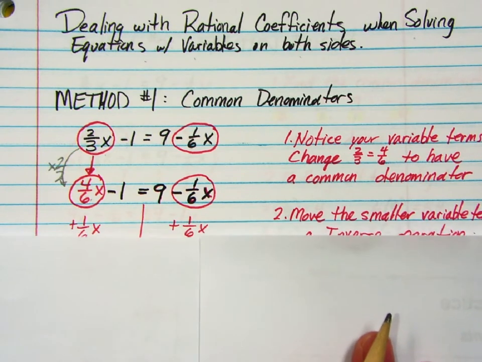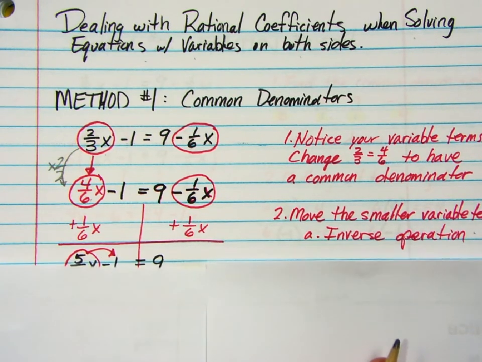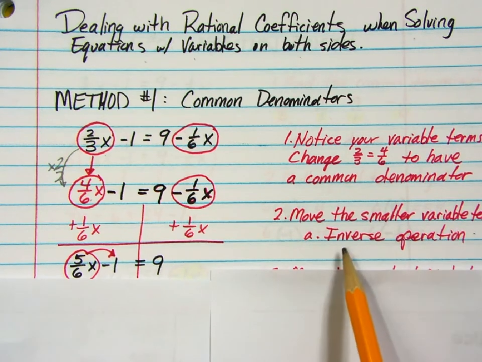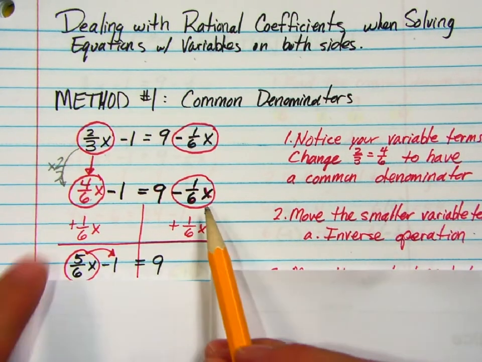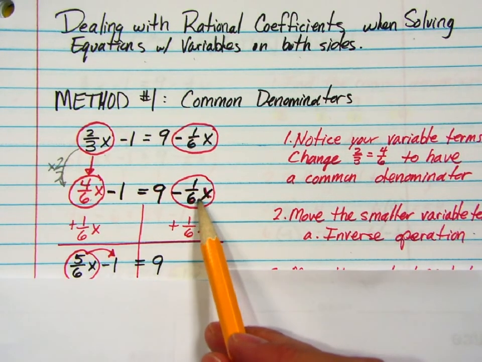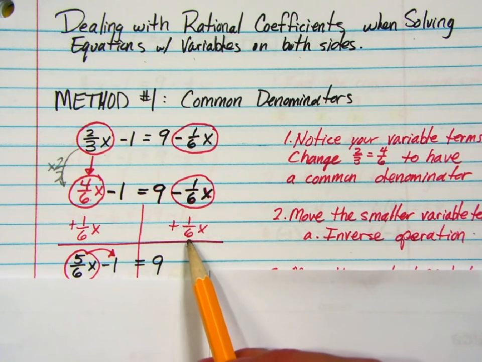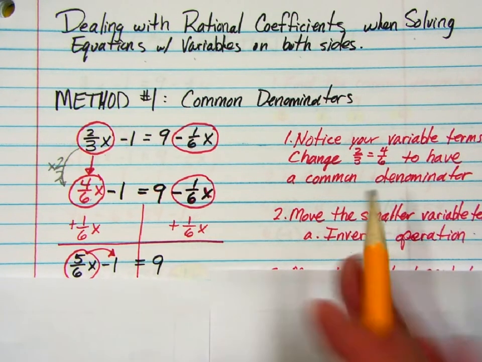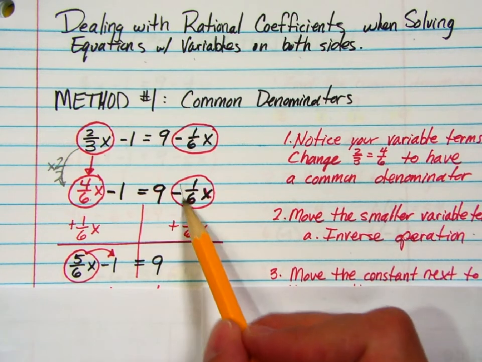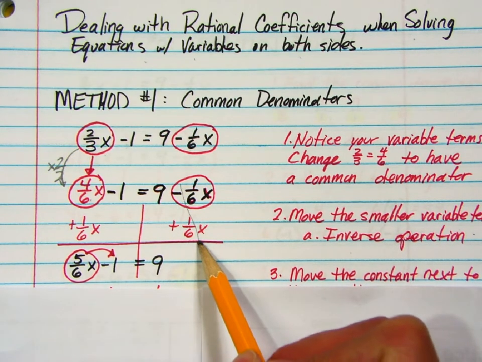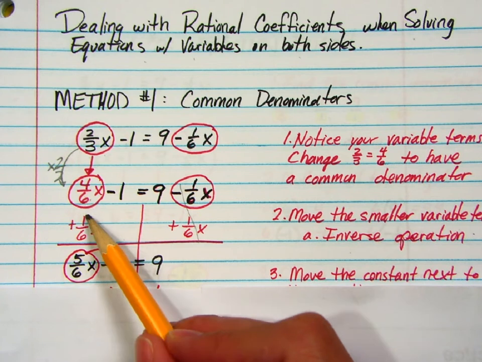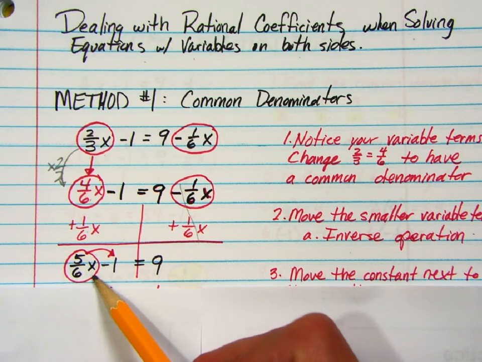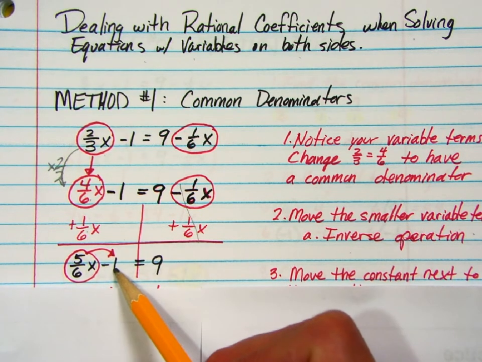Next, I want to go ahead and do the same as I did before. I want to move the smaller variable term using the inverse operation. So between these two, the smaller one would be negative 1/6. So I add 1/6 to both sides. If I do that, you can follow along. You can see that these two will cross out on the right-hand side. On the left-hand side, 4/6 plus 1/6 equals 5/6. The negative one is also just brought down.